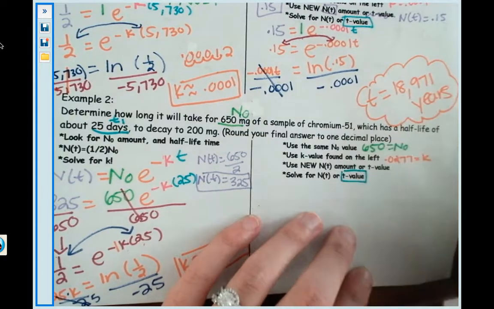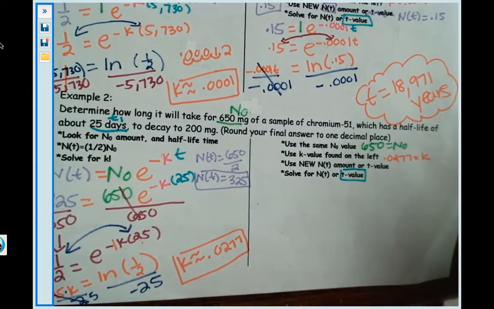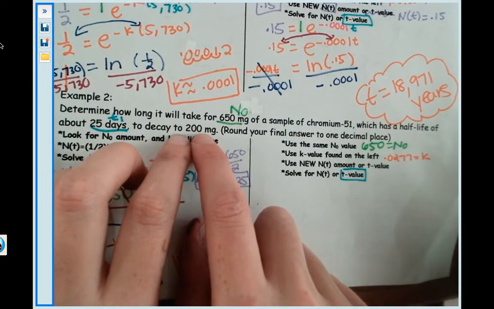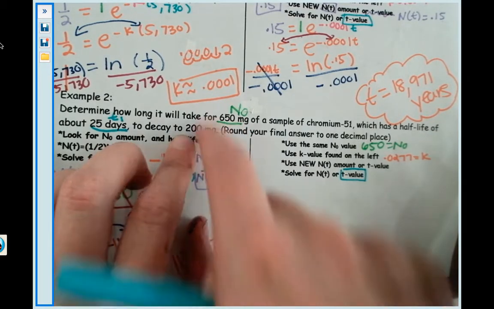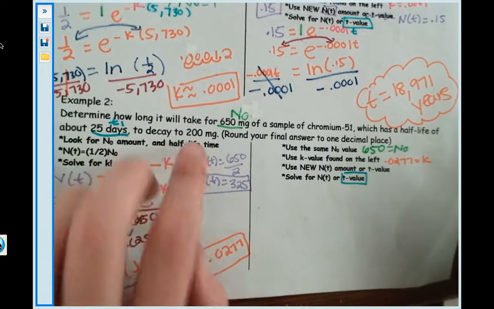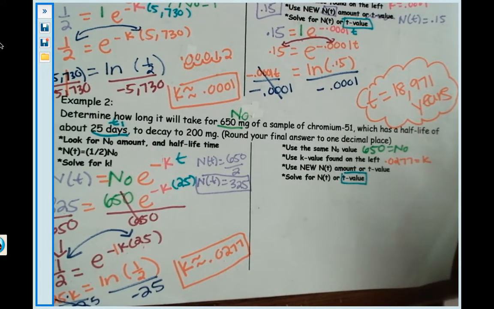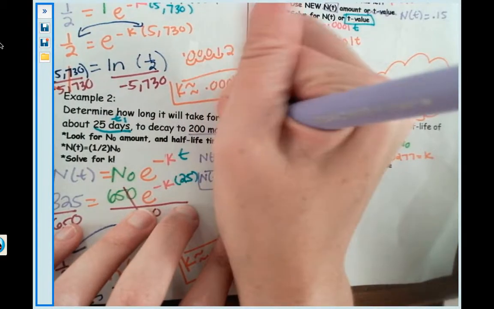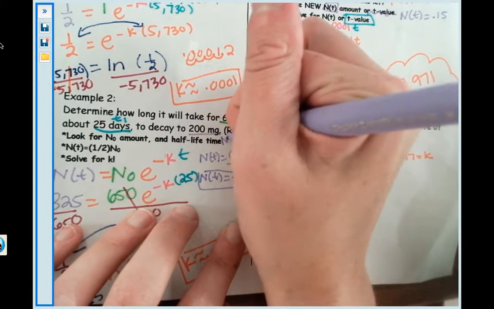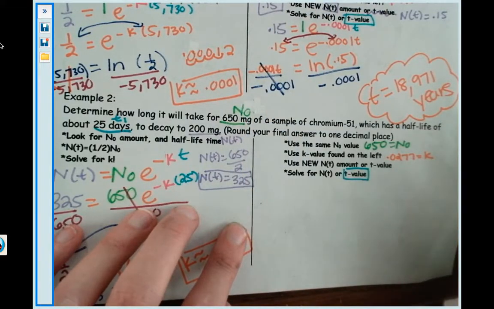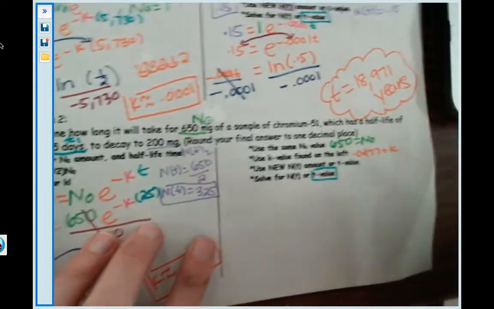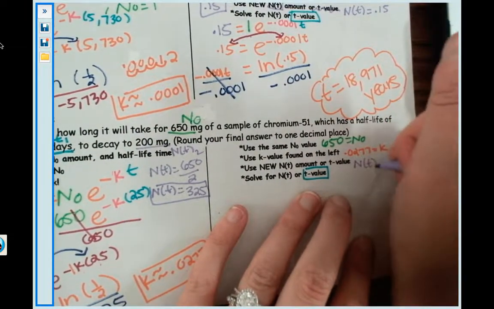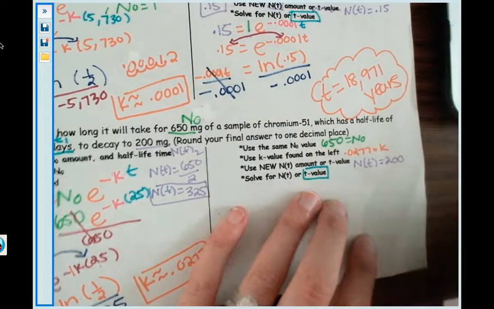So I'm solving for my t value, and I want to know how long it will take to decay to 200 milligrams. That is smaller than my start amount, and since these are decay problems, this is going to be my end amount, which is my N of t. So this is my N of t I'm using on the other side, and if you want to put a little 2 there so you know you're using it on side 2. So now my N of t equals 200.